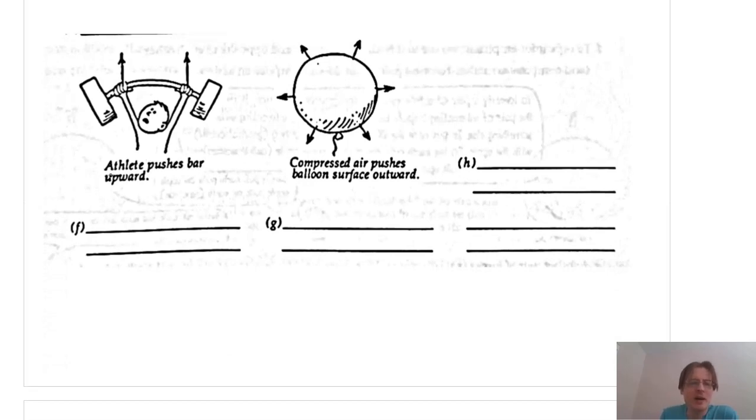Here's one. Lifting weights. An athlete pushes the bar upwards. Doesn't the athlete feel a push downwards as well? Of course. And that's what makes it so difficult. There's a reaction to the upward push. Compressed air pushes the balloon surface outwards. What's the reaction to that? Well, the balloon is rubber, and that surface pushes the air inwards, compresses it. Surface pushes in. And in fact, the air inside of the balloon is squeezed by the rubber on the balloon.